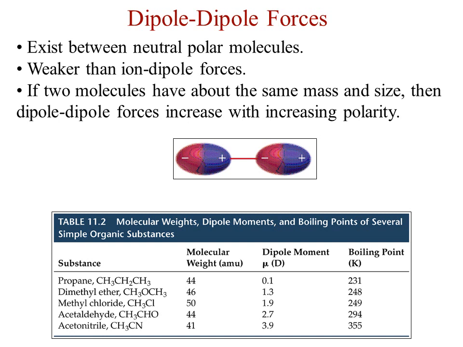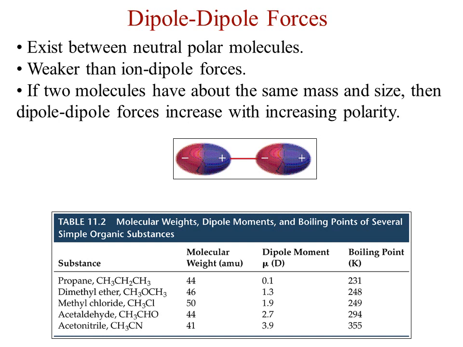So the picture shows a positive and negative side. These are partial positive and negative sides of a polar molecule attracting another partial negative of another polar molecule. So that's why these forces are weaker than the ion dipole force. These are only partial charges attracting each other, not full-blown cation positive charges and negative anion charges. So anyway, if you look at the chart, these compounds listed in the chart have all about the same molecular weight.